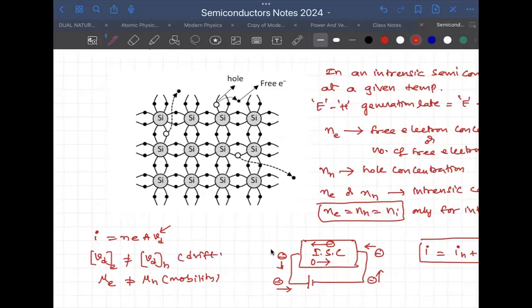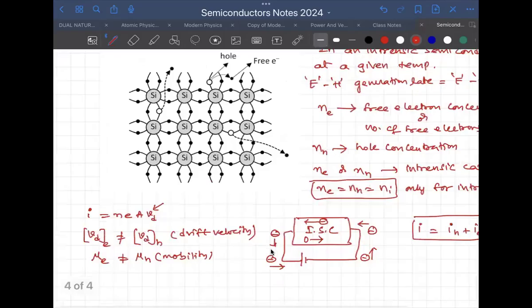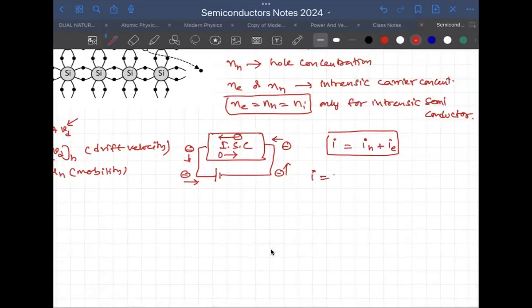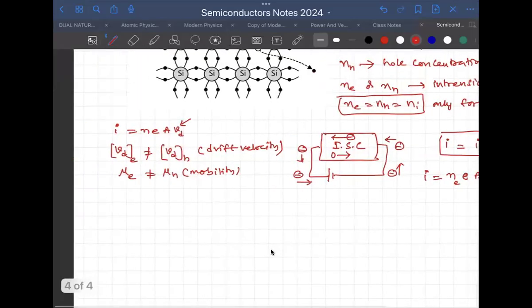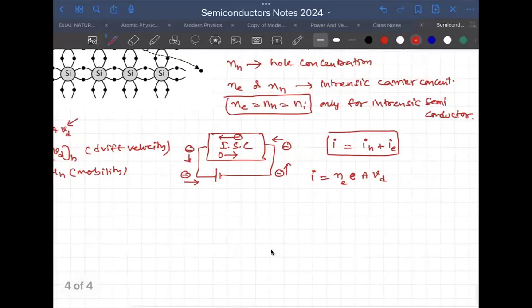Drift velocity. So if I ask what is the total current, you will simply say N_e concentration, e, A, V_D. I'm just using the same formula. But here, in the place of V_D, I need to write mobility times E. N_h, e, A, V_D for holes.